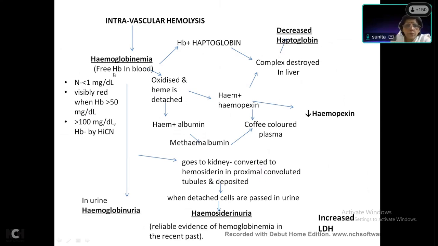Then it can also be passed into the urine as hemoglobinuria, or it can pass in the urine and be absorbed in the proximal convoluted tubules. And then these cells are shed, they are passed into the urine, and you can check for hemosiderinuria by Perls reaction. So the test which you can do is for hemoglobinemia. If the concentration is more than 50, you can measure by benzidine test. Or if it is more than 100, you can do the simple cyanmethemoglobin test. So visibly the plasma will be red. Then you can measure hemoglobinuria by benzidine test, again hemosiderinuria by Perls reaction, and haptoglobin. So these are the tests for intravascular hemolysis.